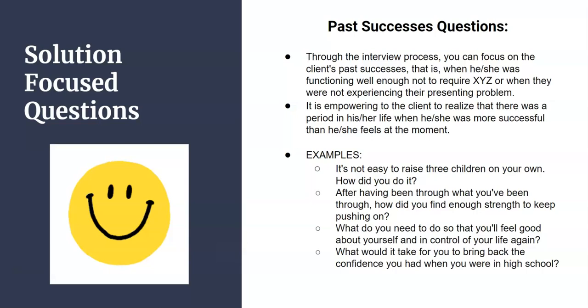Past success questions, again, go off the idea that the problems don't exist 24/7. Now, there might be the rare instance where something literally has been present their entire life, but this is focusing again on the times that they've successfully overcome a problem. It might not even be the exact problem you're dealing with, but if you're identifying that a client has a lot of resilience and a lot of strengths, you can reflect back on a time that they were successful and then tap into those strengths or skills that they used to overcome that difficulty to translate it into the problem that they're experiencing now. So those are just some examples of how to use past success questions.